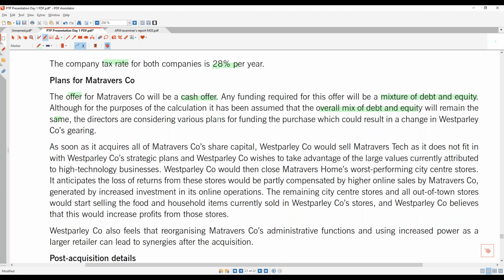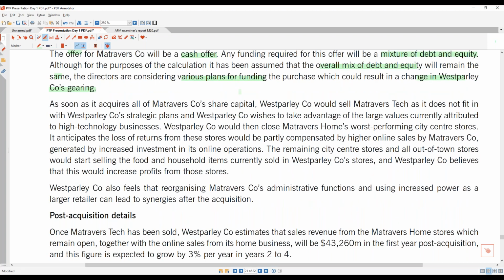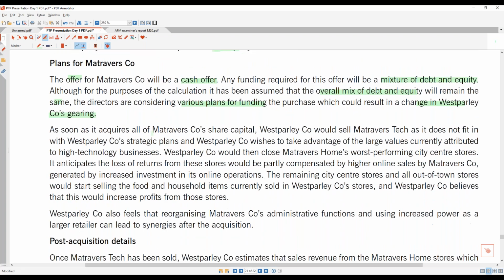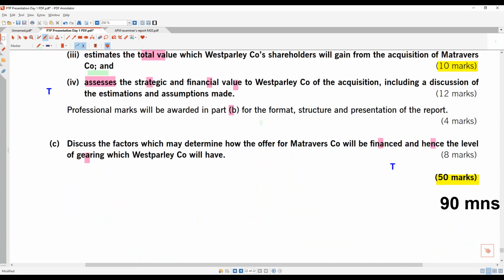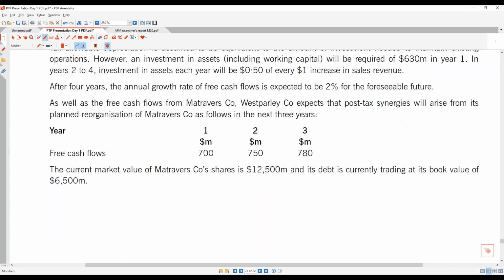The directors are considering various plans for funding the purchase, which could result in a change in gearing. Right now, the calculation is based on the debt and equity remaining the same. But they are also saying, what if we move towards only debt financing or a change in the capital structure? And when this paragraph starts, you have to develop your mindset that it is something about a finance matter here. 8 marks. That is the point.